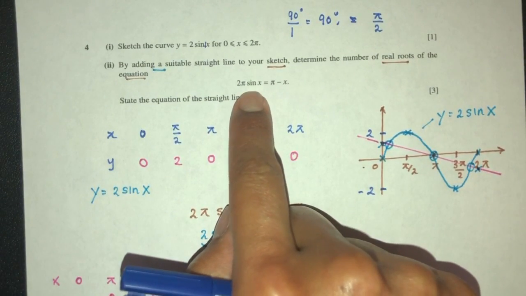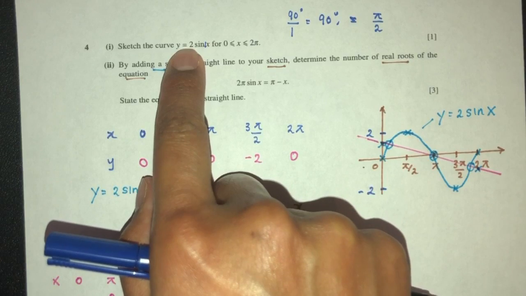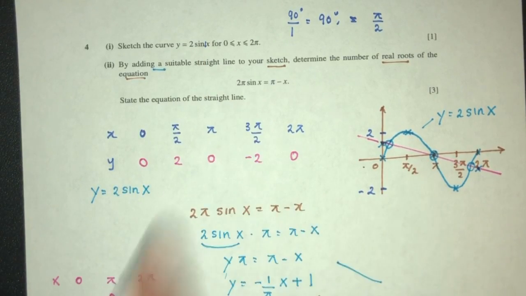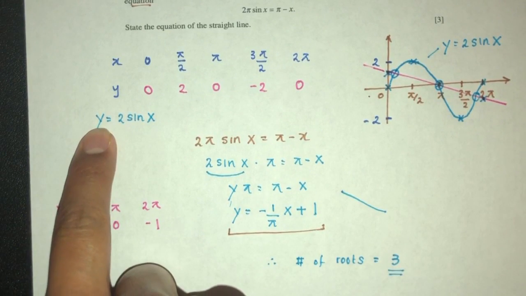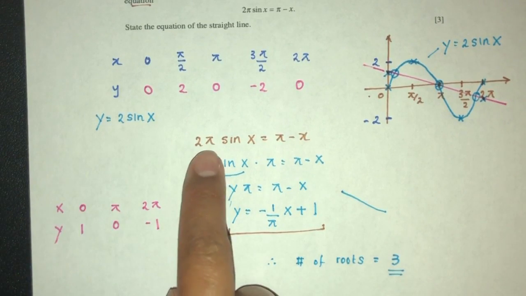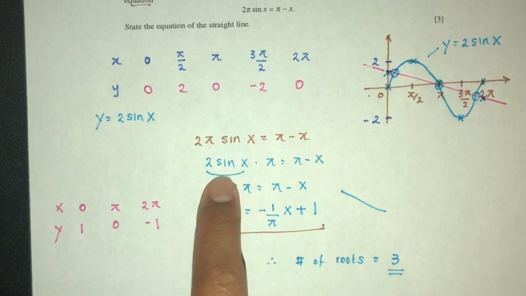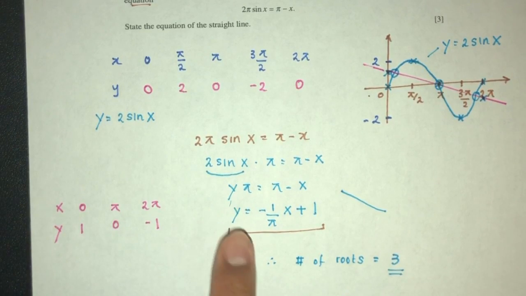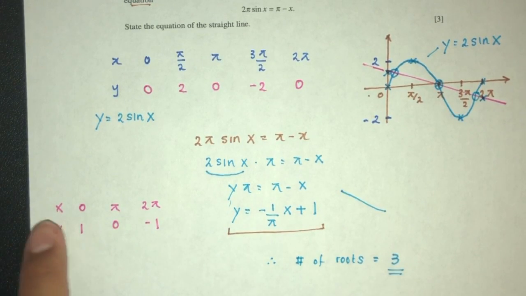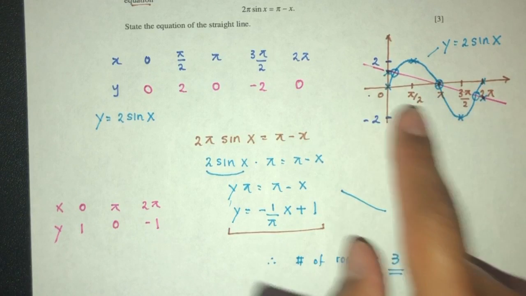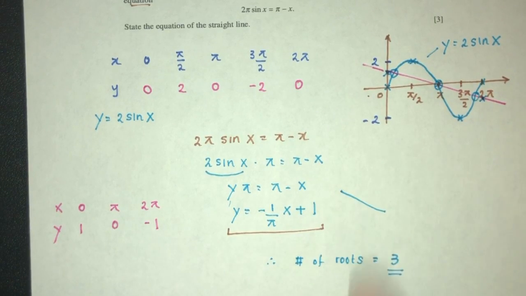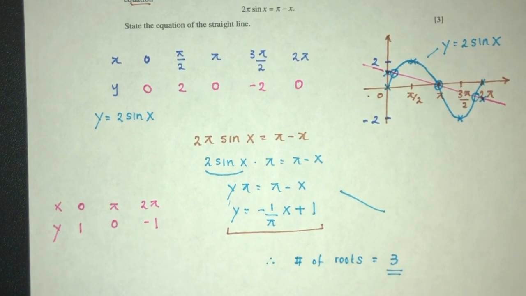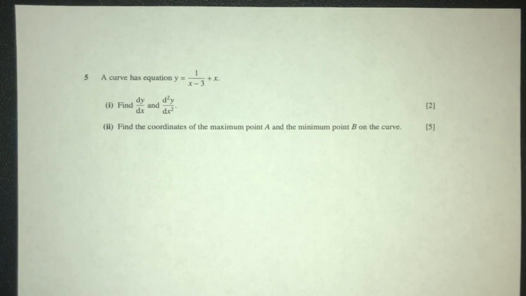At first, we have to realize that they are asking us this question after this one. So usually we have to use this one to find out what we can do from the graph. So we realize we have this equation in part 1. We have something here which resembles this one. We rearrange. This is exactly this one. We place and make y the subject to form an equation of a straight line. So once you have this, you make a table, you plot your line, you find the number of points of intersection, and that will be your number of roots. Let's move on to the next question.